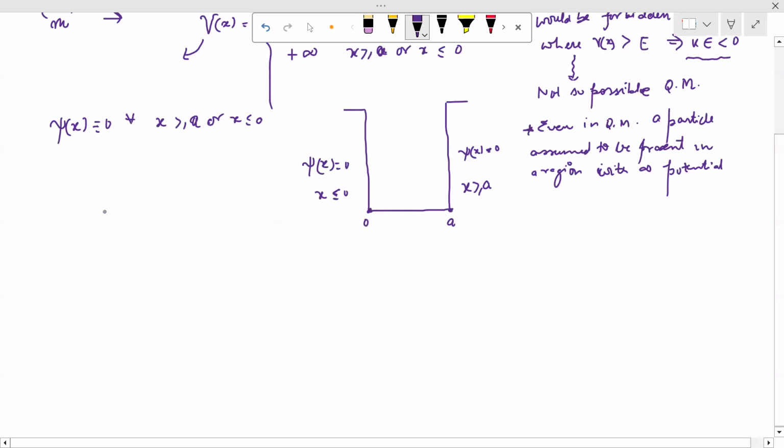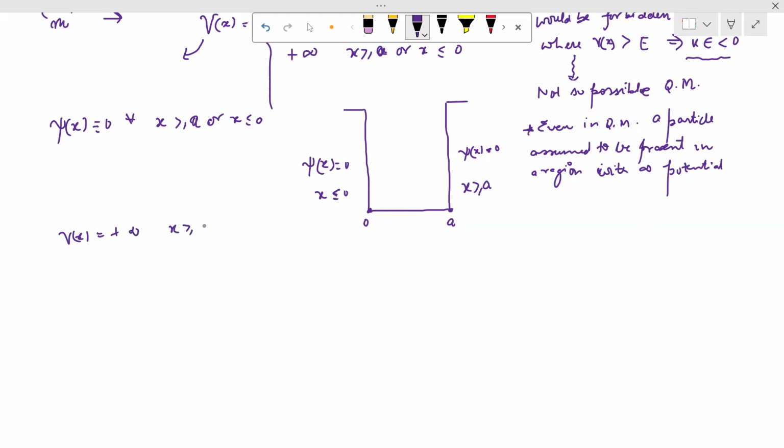Okay. So how would we start? As you are aware, we already know the Schrodinger equation, and since the potential V(x) is infinite, for all x greater than or equal to a and for all x less than or equal to 0, your psi(x) would be 0. But for x lying between 0 and a, we know that your potential V(x) is equal to what?